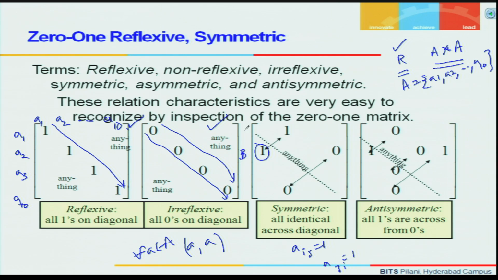When the matrix that is given to us, which is actually representing a relation, has this particular property, the property that whenever Aij is equal to 1, then Aji is also equal to 1, and this particular property holds good for all i comma j, then I can say that this particular relation is symmetric.